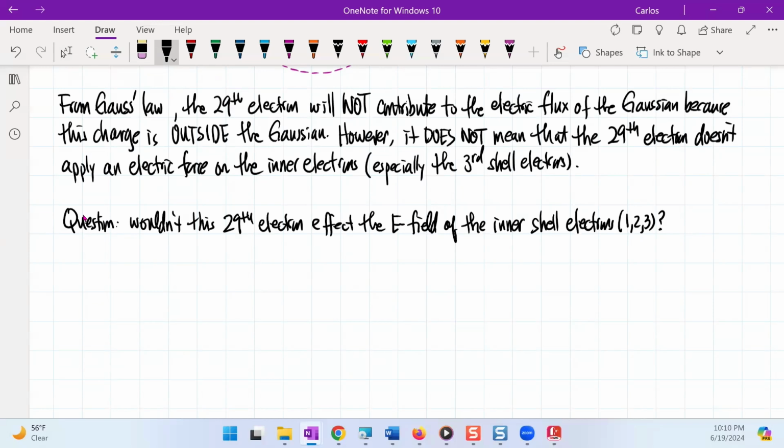And in essence, this dilemma seems to violate Gauss's law, right? It seems to violate Gauss's law. And the thing that we're mistaken here is that we're confusing flux with electric field.